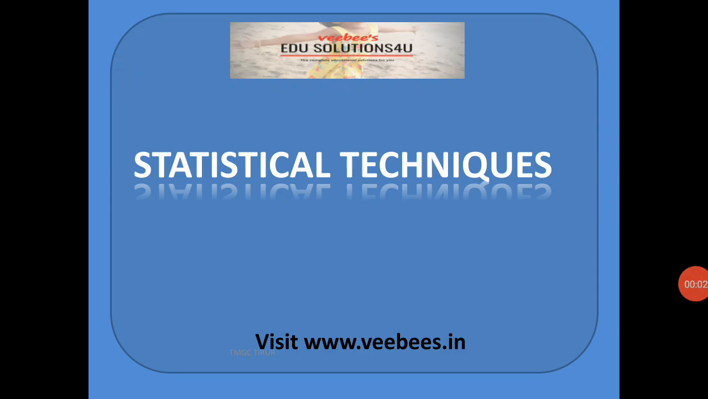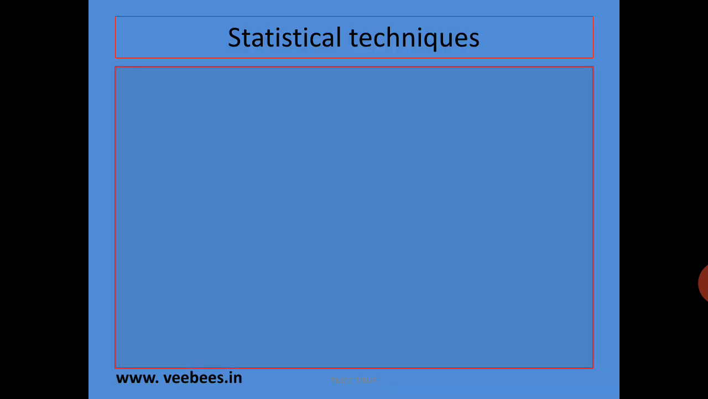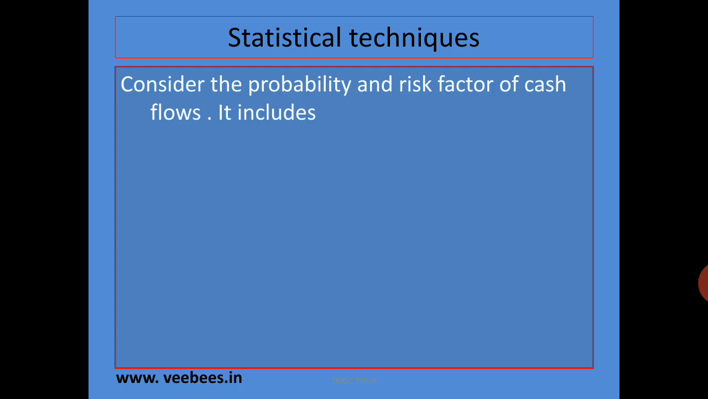Hi, today we are discussing the topic statistical techniques for capital budgeting. There are a lot of statistical techniques, which are also known as risk adjusted techniques, to evaluate project investment proposals, and in all these cases we consider the probability or the risk factor of cash flows.